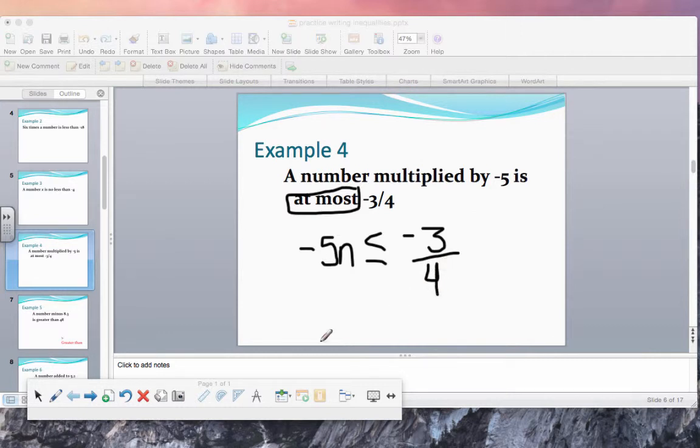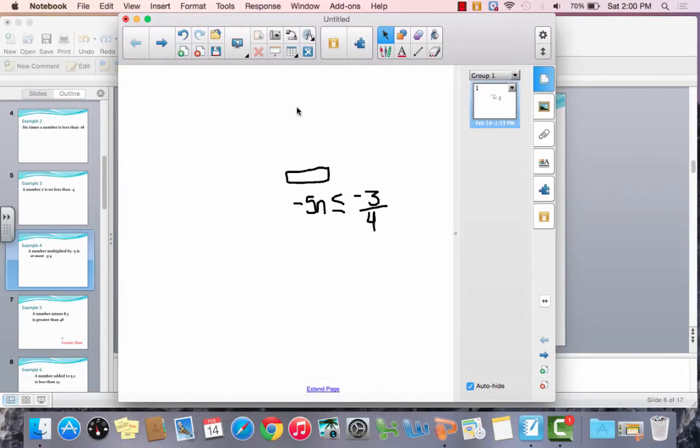In the next video, we're going to look at how to properly solve these inequalities and then talk about how we graph that solution on a number line.